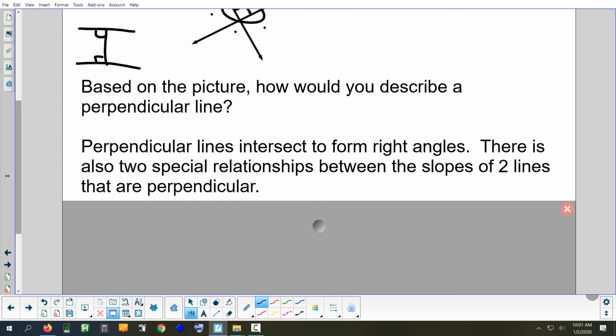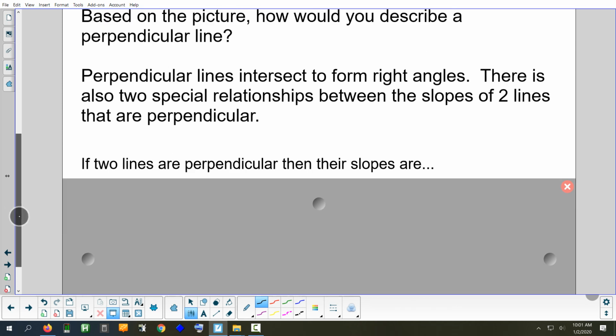So, perpendicular lines make what we call a right angle. Okay? A right angle is an angle that is exactly 90 degrees. Okay? You're going to study more about that in geometry next year, so you don't need to write that down. What's going to be important here is this next thing. What about their slopes? Okay, that's what we're studying.